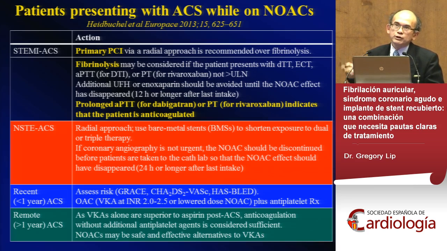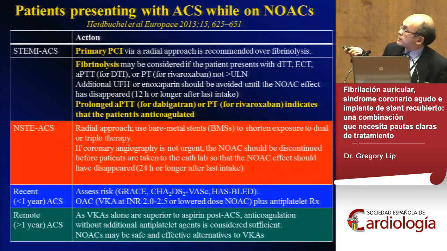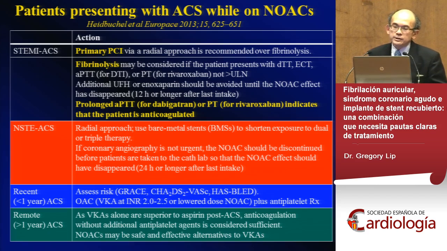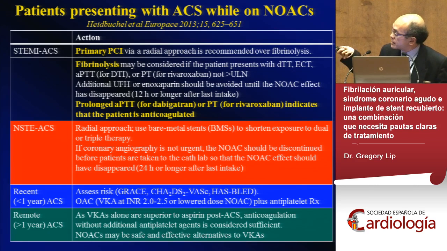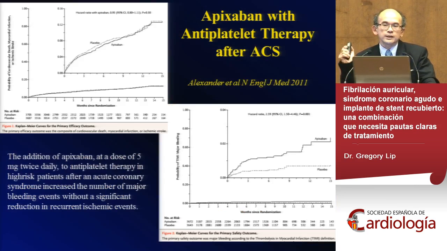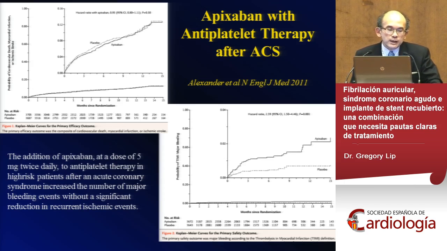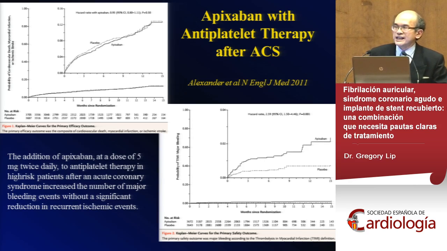And essentially, if you need a primary PCI, yes, you do it in a STEMI situation. If you want to give fibrinolysis, you need to know if the patient is systemically anticoagulated. In the dabigatran-treated patient, you check the APTT. For rivaroxaban patients, check the PT. So if you know these are prolonged, you manage the patient as if the patient is systemically anticoagulated. Now, what about the setting of a long-term chronic setting after the patient has had the ACS or the stent?